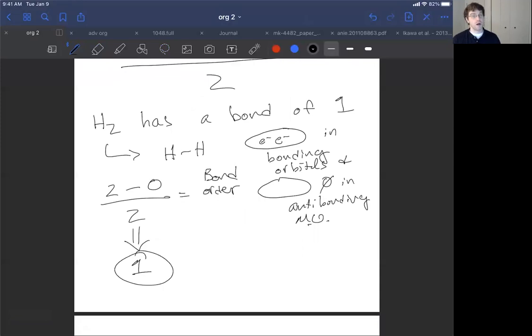So we can kind of quantify the number of bonds that are between 2 elements. This is helpful because sometimes we can achieve bond orders of like 1.5, partial bonds. And so this is a little bit more correct than just having the number of lines tell you how many bonds are between two elements.